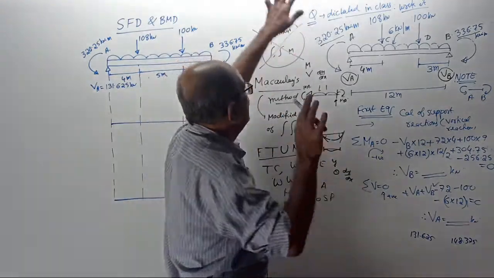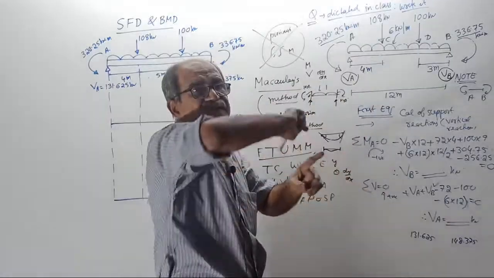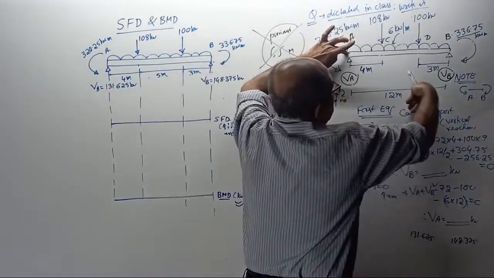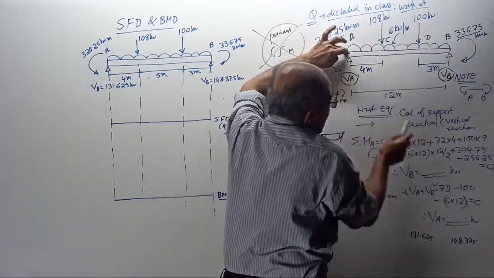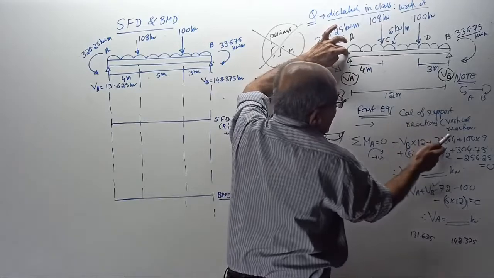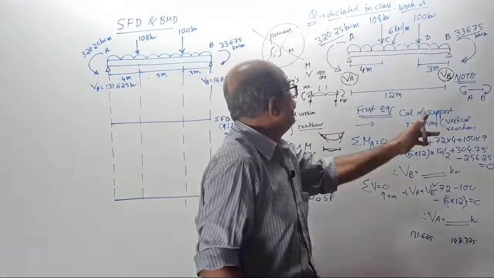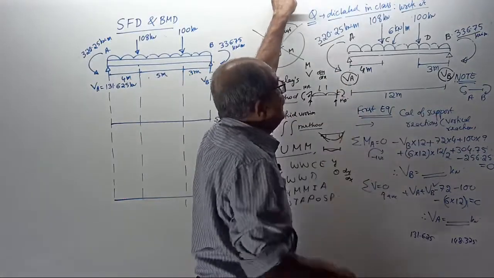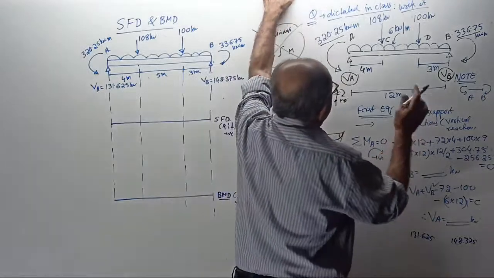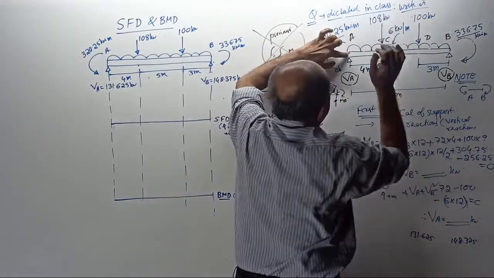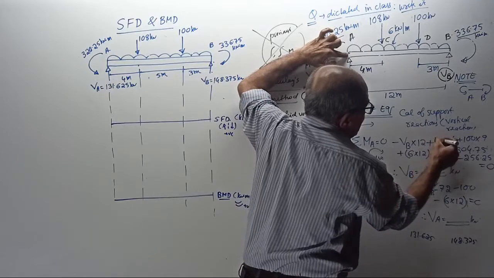Okay, start. Take moment about A. Moment direction based, clockwise positive. Minus VB into 12 plus 108 into, earlier I put 72. Later, when I put 72, this reaction came as something like 0.33333. I do not want that, so I changed it to 108, corrected it.